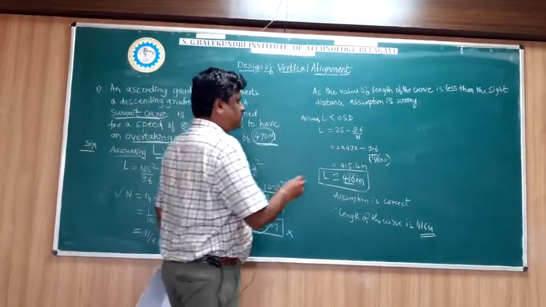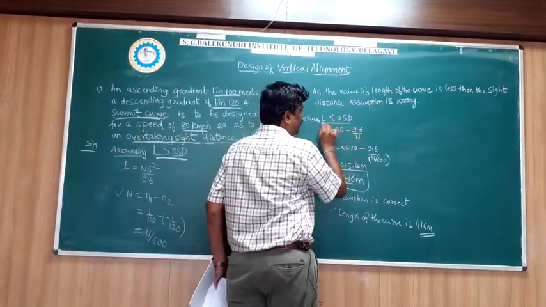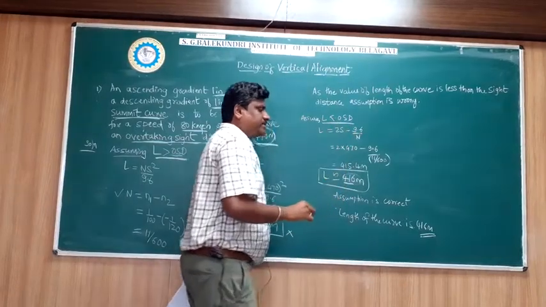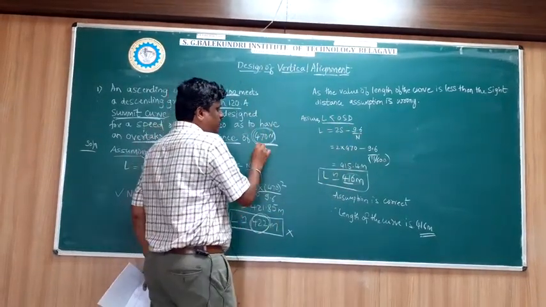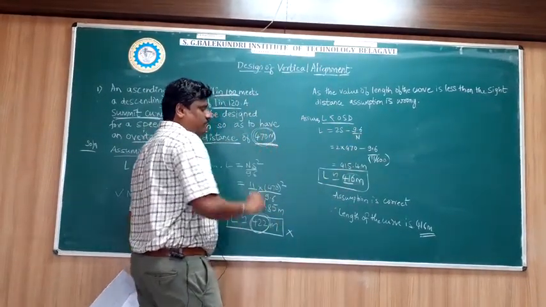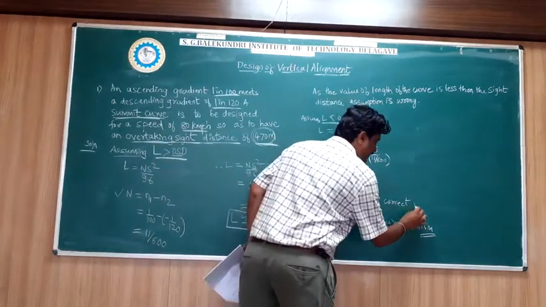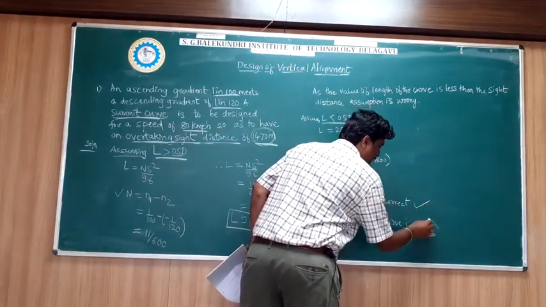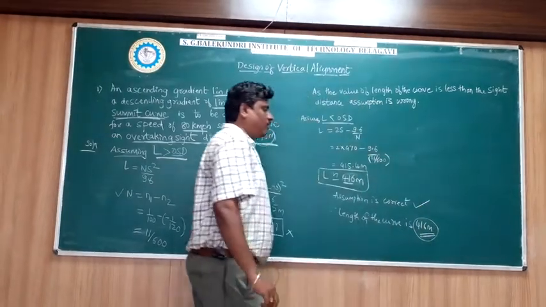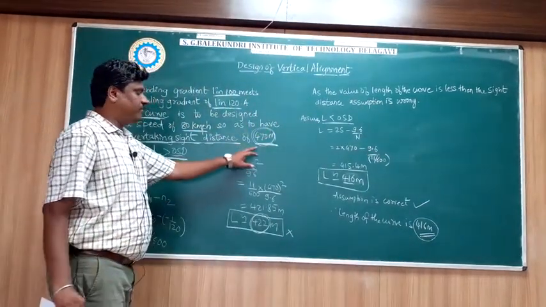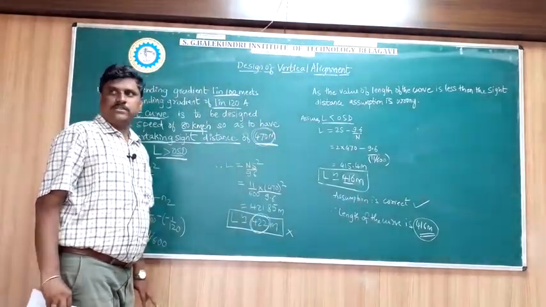What is the assumption I have made here? Where length of the curve is going to be less than overtaking sight distance. You can see here what is the overtaking sight distance length? It is 470. Then whatever the assumption I have made, it is correct. Therefore, the length of the summit curve that you are going to provide for this OSD is 416 meters.